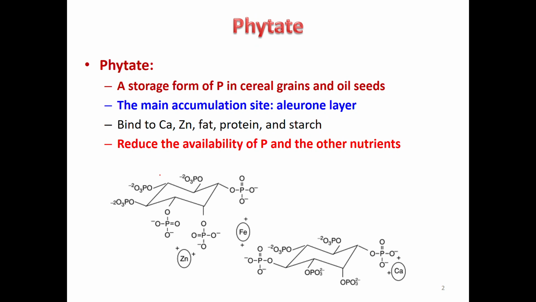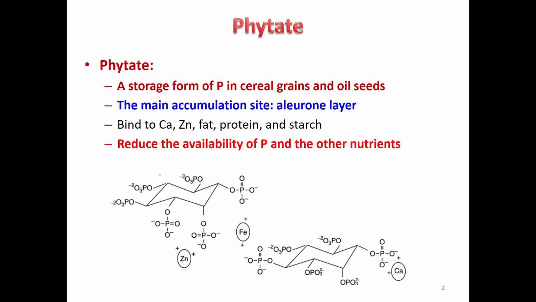Phytate is a storage form of phosphorus found in cereal grains and oilseed meals. As we are using corn and soybean meal in high amounts in swine diets, we always have this phytate in the swine diet. And the accumulation site is aleurone layers. So in this aleurone layer of cereal grain and oilseed, we can find not only protein, but also this phytate and other fibers.